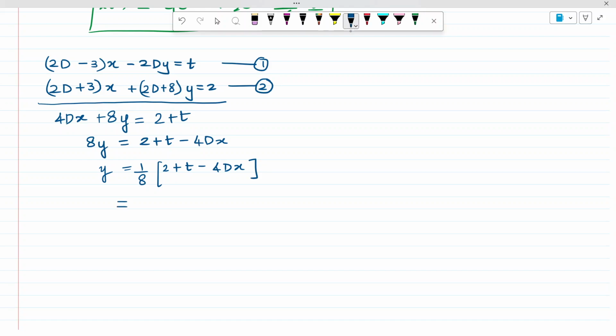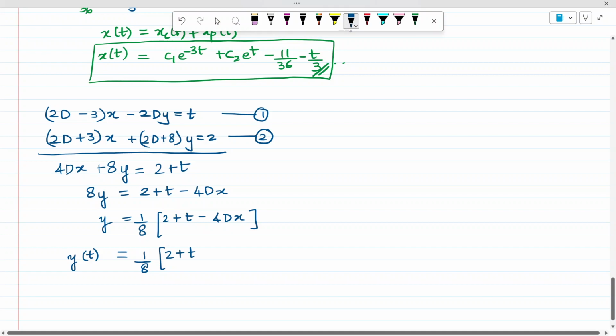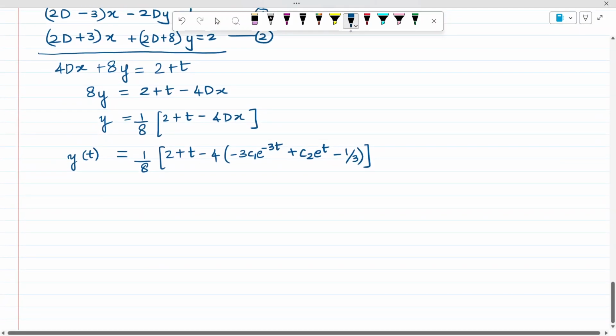Now what we need to calculate is 4Dx. Your answer will be in t only. So 4Dx is 4 multiplied to the derivative of x. So let's take the derivative of x. We already have the function x over here. The first term derivative will be negative 3c1 e raised to minus 3t. Second term derivative will be c2 e raised to t as it is. Third term derivative is 0, and the last term derivative is minus 1 over 3. The derivative is with respect to t because capital D is d by dt.